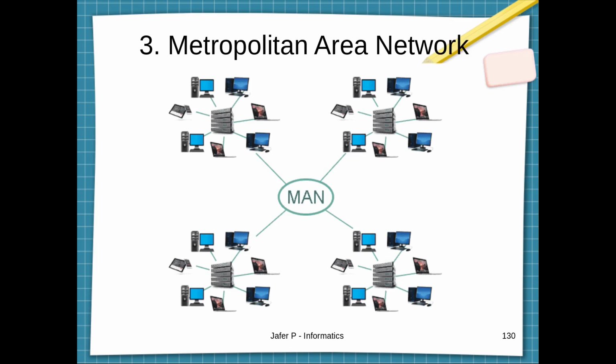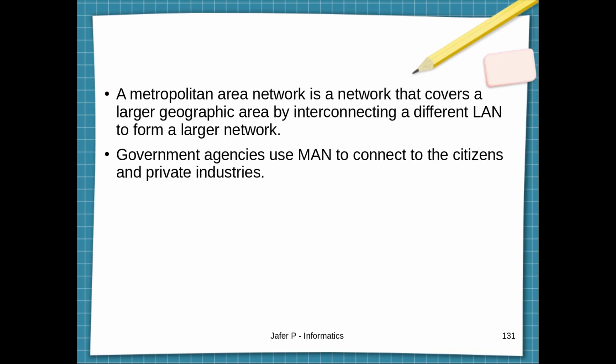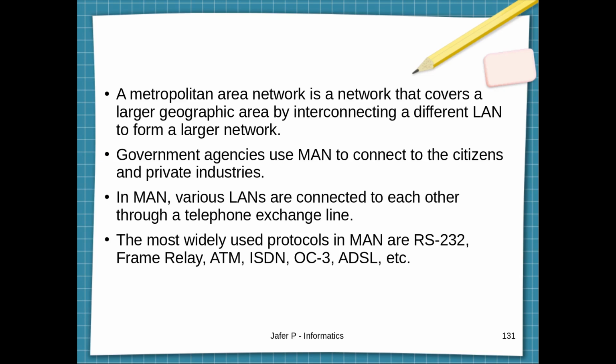So you may be confused about the difference between metropolitan area network and wide area network. Wide area network is a large network where you can connect multiple LANs together. In metropolitan area network also you can connect different local area networks together. The difference is that a metropolitan area is bigger than that of a wide area network. It is exclusively used for certain purposes in government agencies, etc. And it is connected through telephone exchange lines.